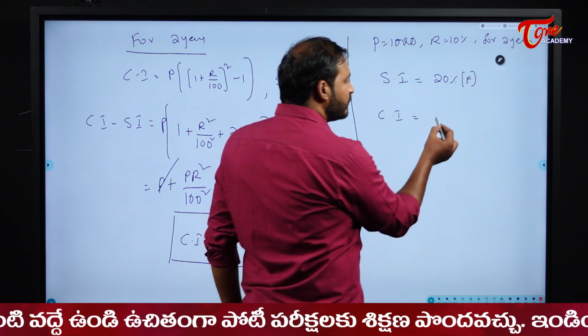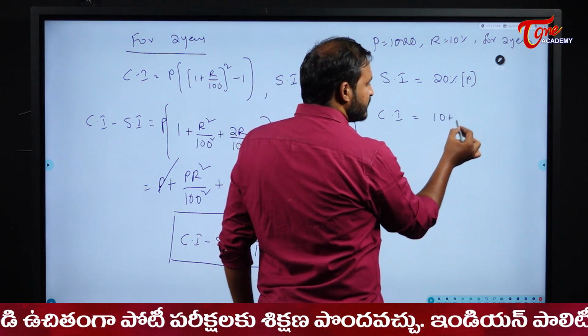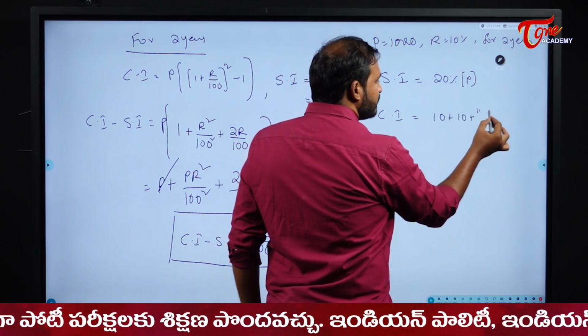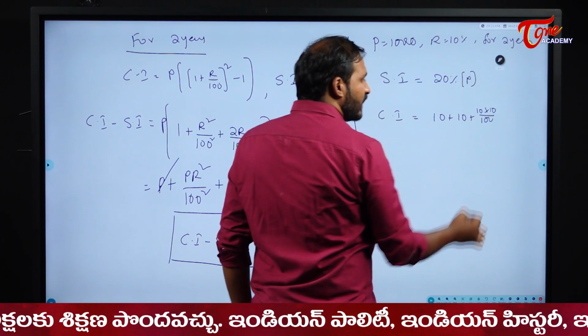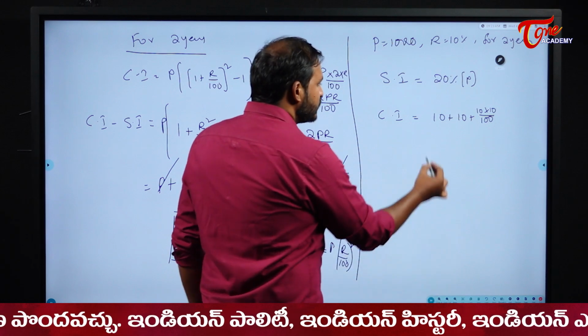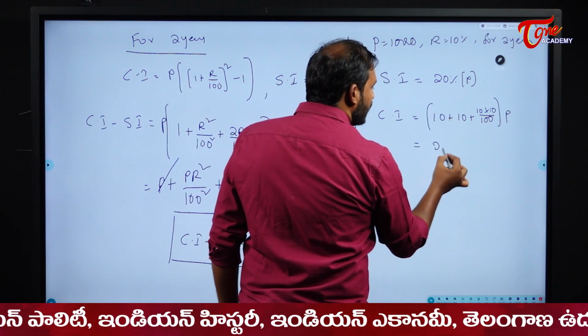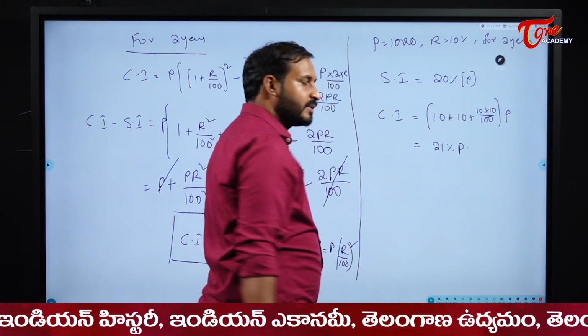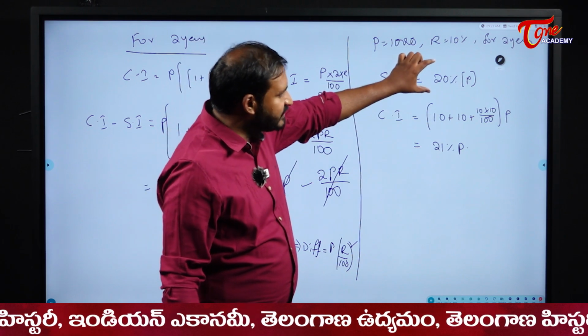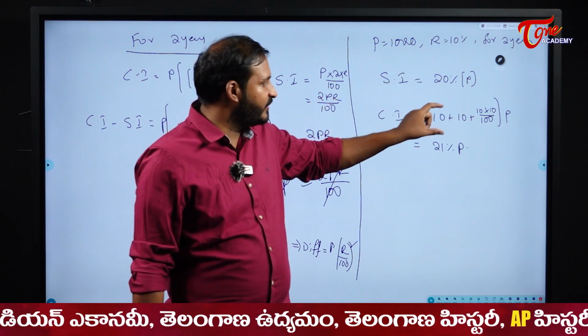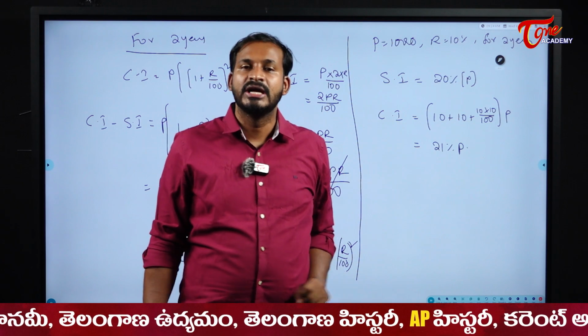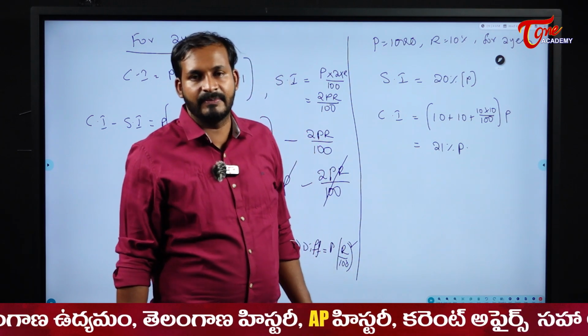So, what effective percentage will you get? x plus y plus xy by 100, that is 10 plus 10 plus 100 by 100. So, overall, this will become 21% of P. That means the simple interest for 2 years is 20% of P and the compound interest for 2 years is 21% of P.